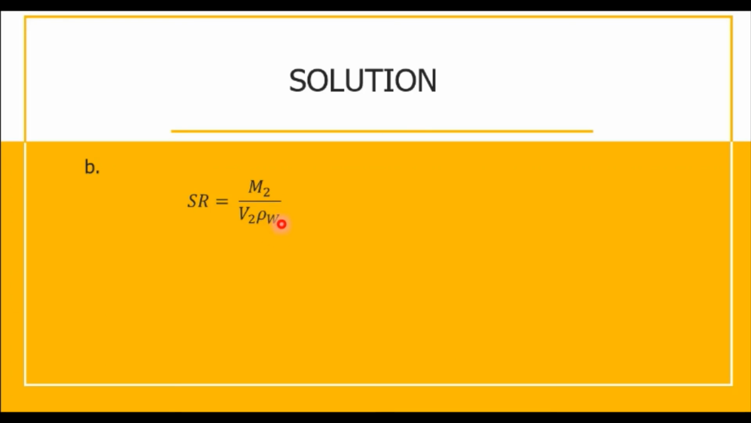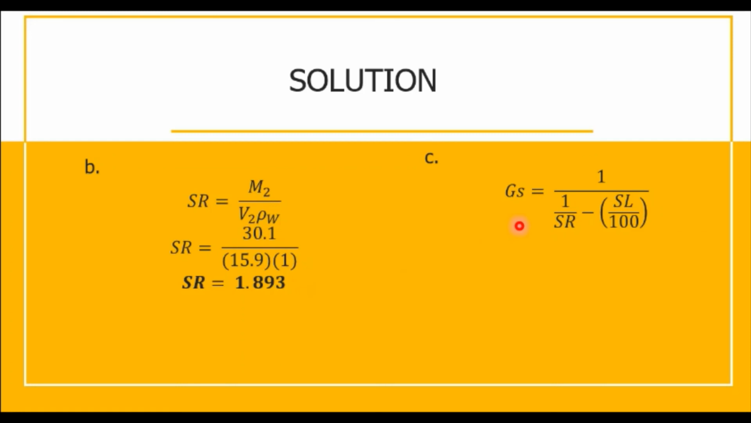And if we get the shrinkage ratio, it's just equal to M2 over V2 times the density of water. We just substitute the values in the formula, and we get 30.1 all over 15.9 multiplied by 1. Therefore, the shrinkage ratio is equal to 1.893. And lastly, we get the specific gravity. We know that the specific gravity of the soil is equal to 1 over SR minus shrinkage limit all over 100. If we substitute the values, it will be equal to 1 over the shrinkage ratio, 1.893, minus the shrinkage limit, 17.275 all over 100, and that will give us the specific gravity of the soil solids, which is equal to 2.813. And that would be the solution for problem number 2.